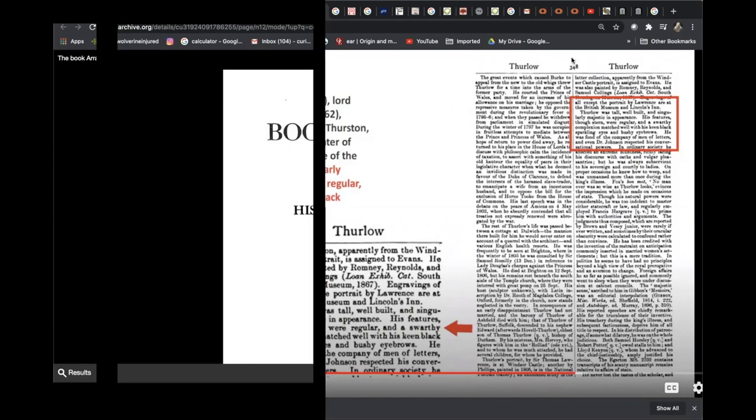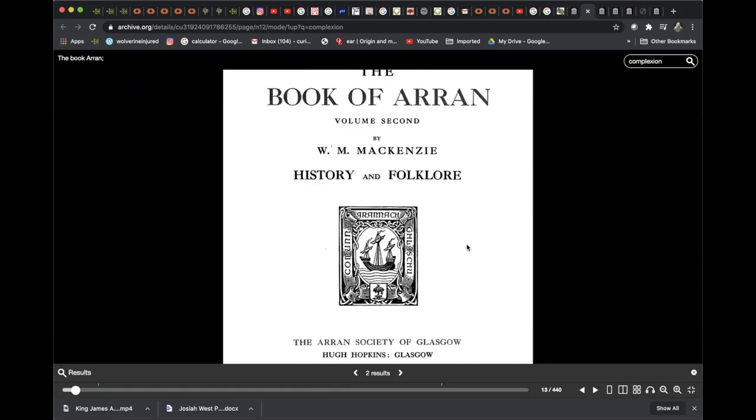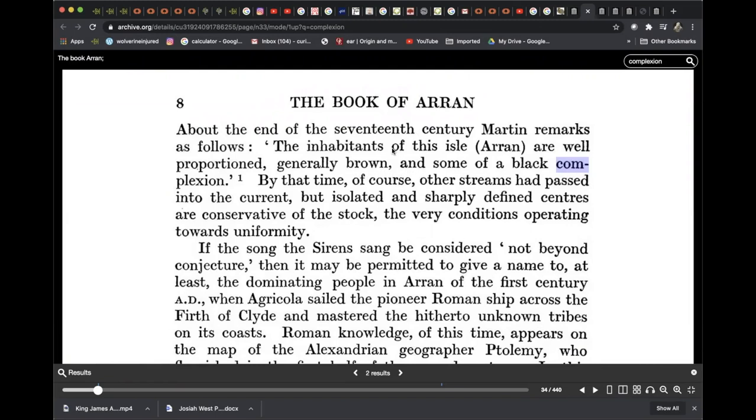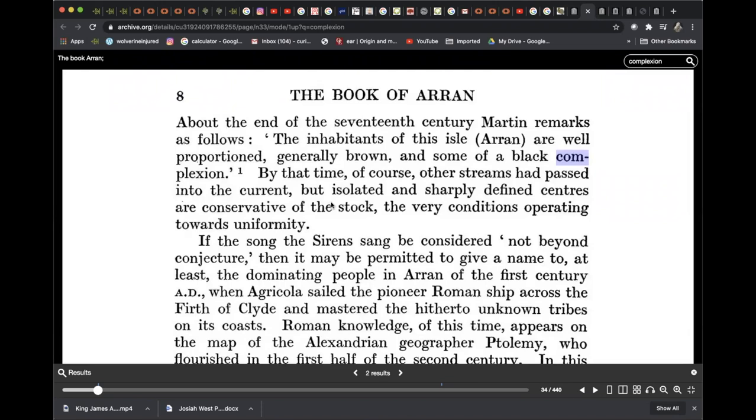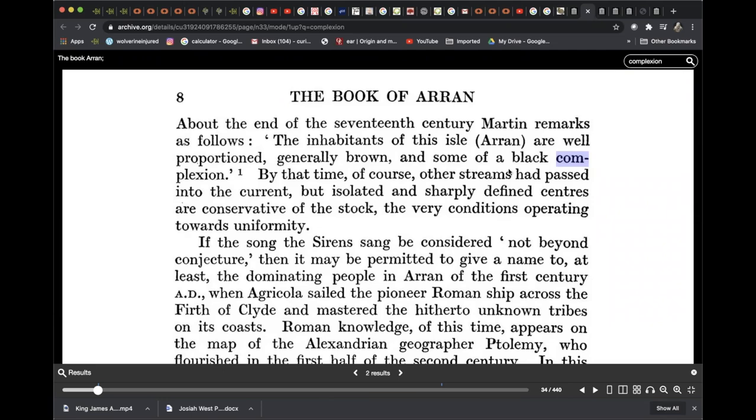This is the Book of Arran, Volume 2, by W. M. Mackenzie, History and Folklore, the Arran Society of Glasgow, Hugh Hopkins. Now, Arran, I believe, is one of the isles in Scotland. And it says here, the inhabitants of this isle, Arran, are well-proportioned, generally brown, and some of a black complexion. By that time, of course, other streams had passed into the current, but isolated and sharply defined centers are conservative of the stock, the very conditions operating towards uniformity. Brown, generally brown, and some of what?